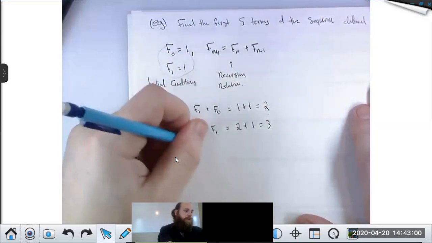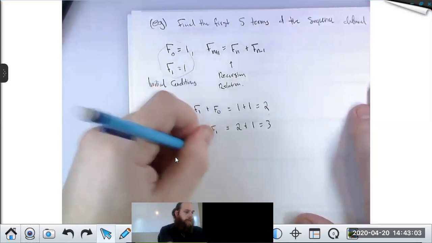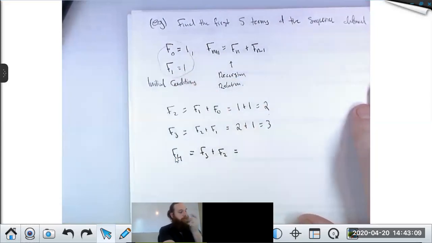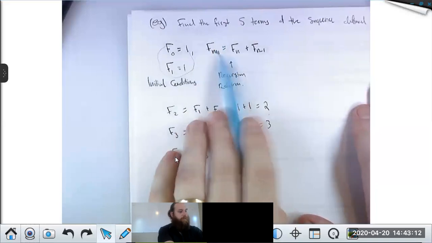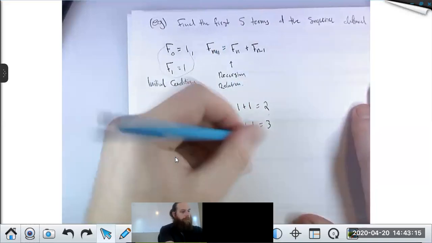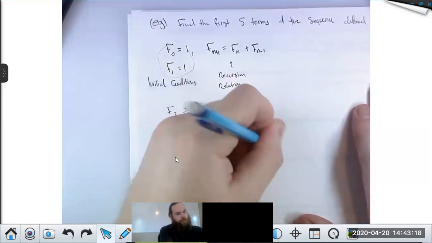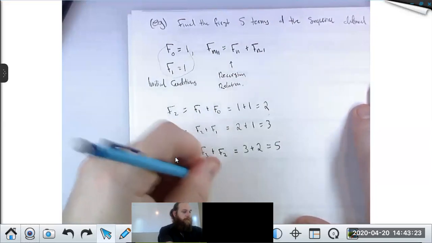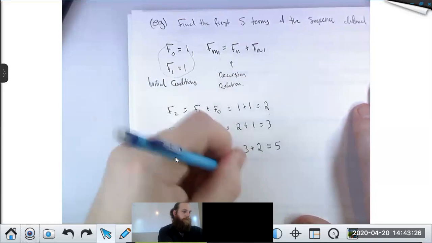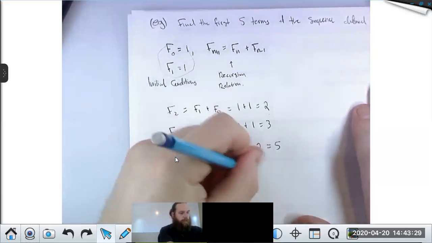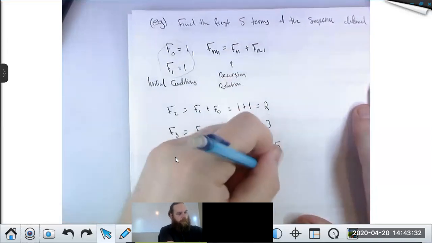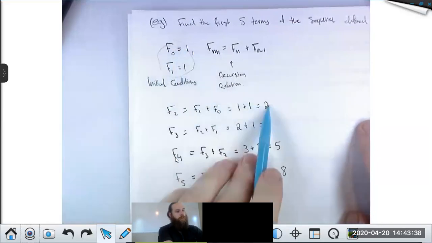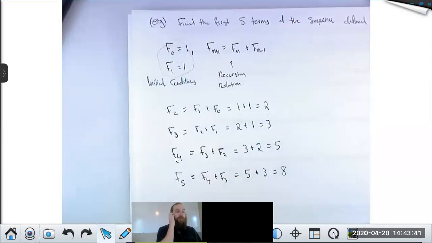F4, the 4th Fibonacci number, I don't know what it is off the top of my head, but I know it's the 3rd Fibonacci number plus the 2nd Fibonacci number. F3 plus F2. Right? To calculate the next guy, you add up the previous 2. What was F3? It was 3. F2 is 2, so this is 3 plus 2 is 5. We'll do one more. F5 should be F4 plus F3. F4 was 5. F3 was 3. So the next Fibonacci number is 8. And this sequence 1, 1, 2, 3, 5, 8, 13, and so on, that's called the Fibonacci sequence.